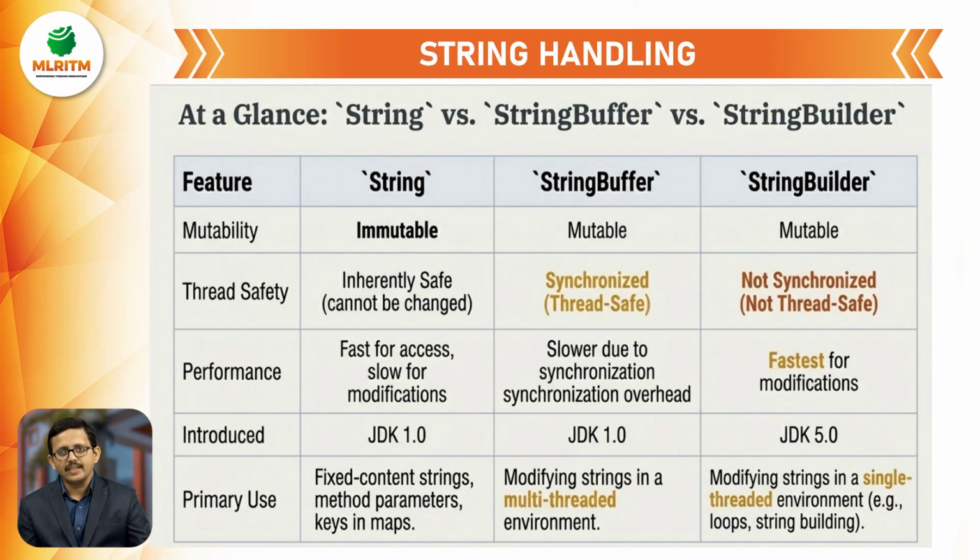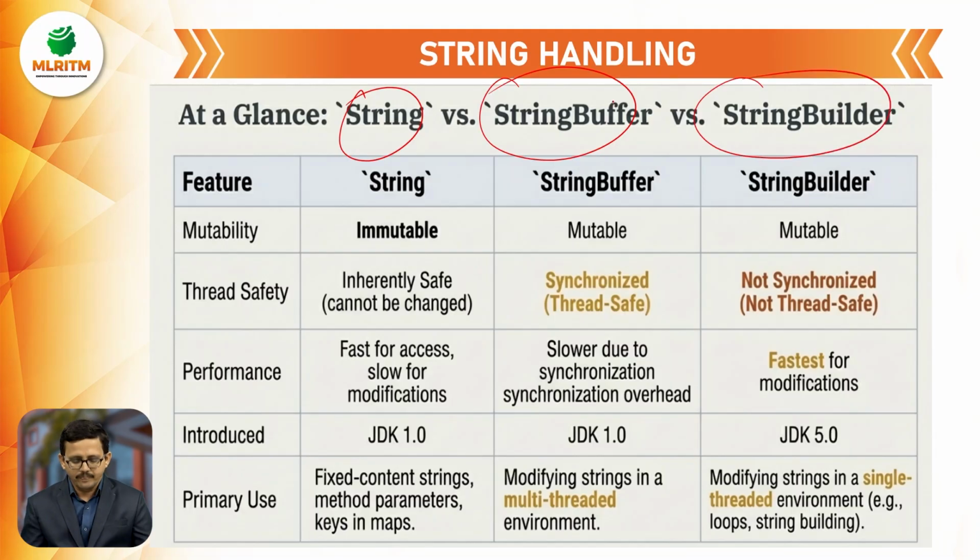So at a glance, let us see the differences between the normal String class, StringBuffer and StringBuilder. First one, mutability. Obviously String is immutable, we cannot change anything. StringBuffer and StringBuilder both are mutable. Thread safety: String is inherently thread safe because it cannot be changed. StringBuffer is synchronized and thread safe; StringBuilder is not synchronized and not thread safe. Performance: String is fast for access, slow for modifications. Why fast for access? Because it is an immutable string, the only possible thing is that it is available. That makes it fast.